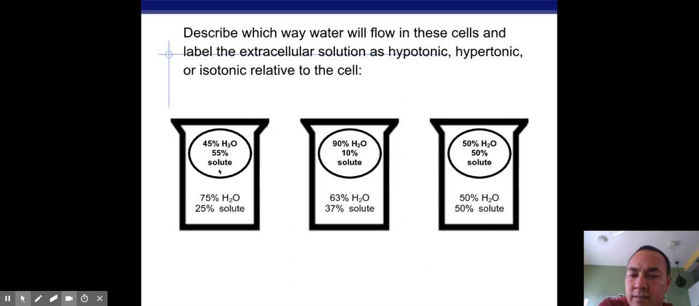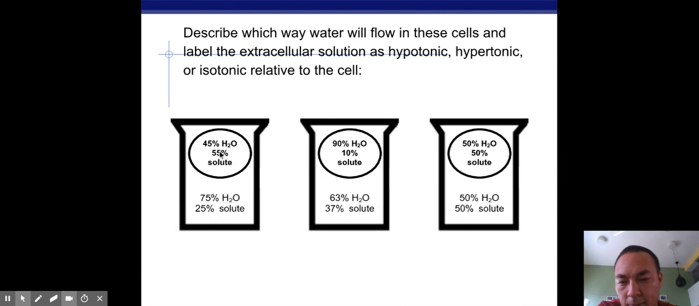That's going to cause it to swell. This is called a hypotonic solution. It makes it swell up like a hippo. Here, 90% water, 63% water, so it's going to leave the cell. The cell will shrink, and that is called hypertonic solution. It's hypertonic relative to the cell. Here, the water will flow in and out at around equal rates, and that is called an isotonic solution, and it is at dynamic equilibrium.